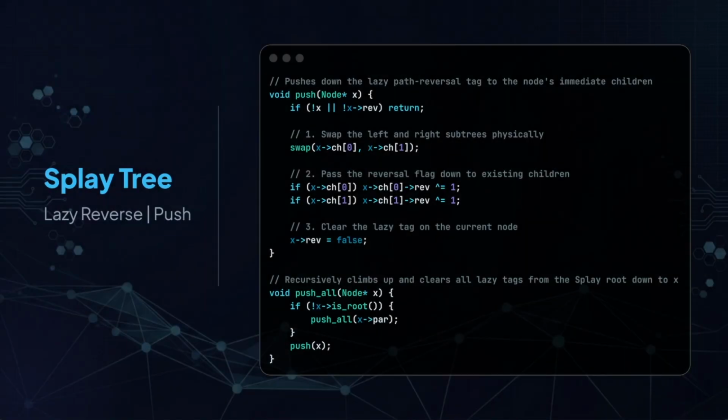Then our push function handles lazy propagation. When rerouting a tree structure, instead of immediately reversing an entire path explicitly, we simply mark a Boolean reverse flag on the node. Later, when navigating through the node, the push function triggers. The children are swapped, and the reverse flag propagates down to the next level. This deferred execution keeps runtime extremely lightweight.